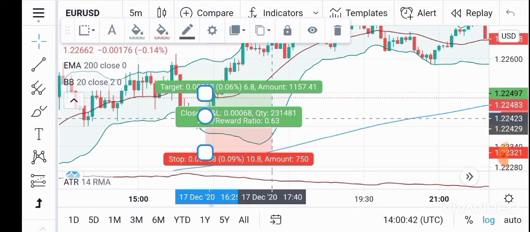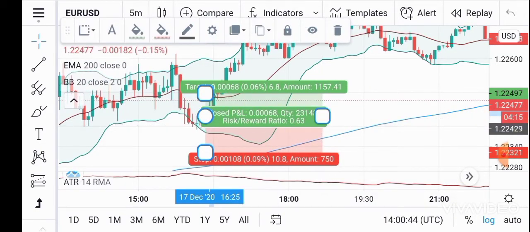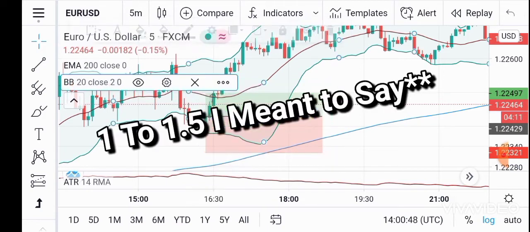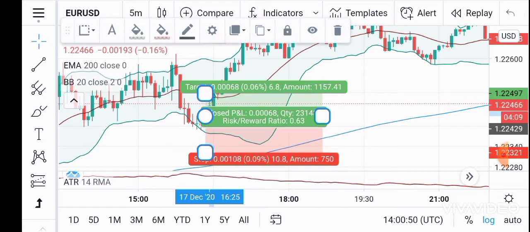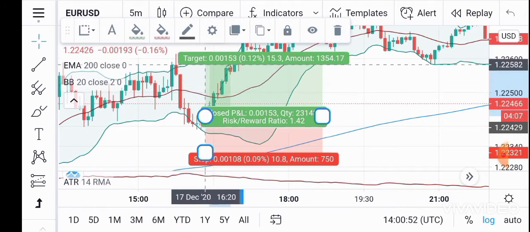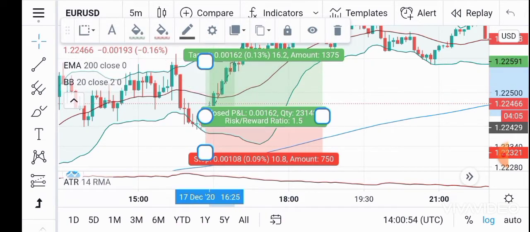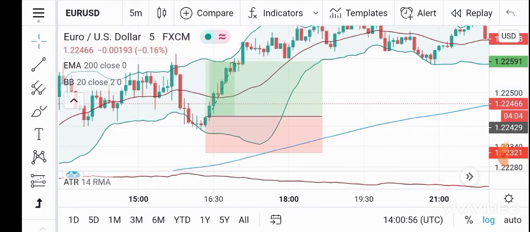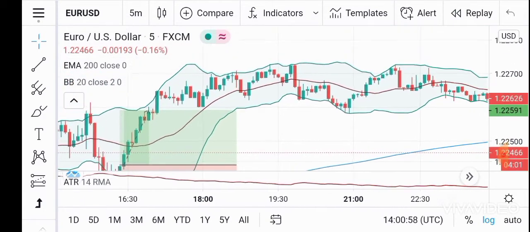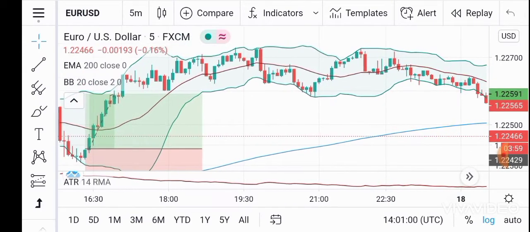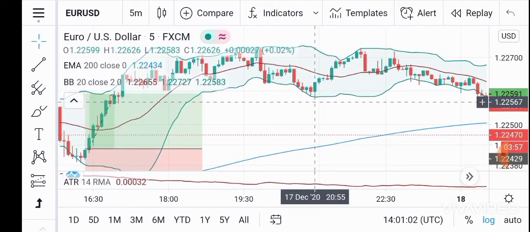So as you can see at this point, 108 stop, and we're using a 1-to-1 profit target. So let me get that. As you can see, this was a beautiful win, a 1 to 1.5. And let's wait for a different entry. I was talking about this one, so let's take this one too.